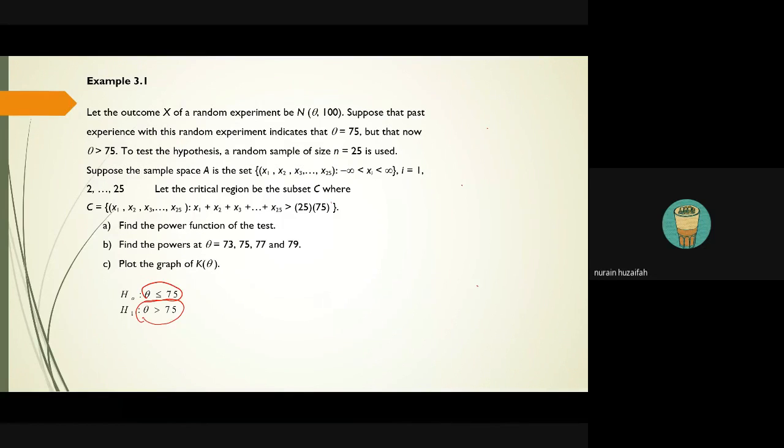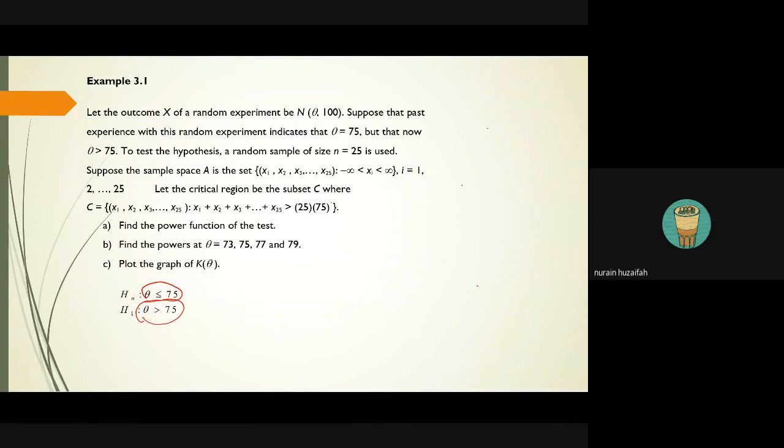Before this, you already learned testing hypothesis. Writing theta less than or equal to 75 is the same as writing theta equals 75. If theta is less than or equal to 75 in your null, then your alternative should be theta greater than 75. Likewise, if your null hypothesis is theta greater than or equal, then your alternative is theta less than. But in terms of writing, we just write theta equals in the null hypothesis, meaning we want to test theta equals 75.